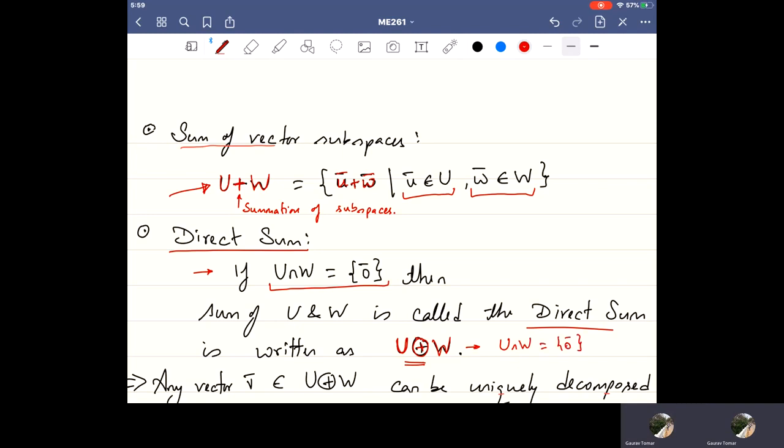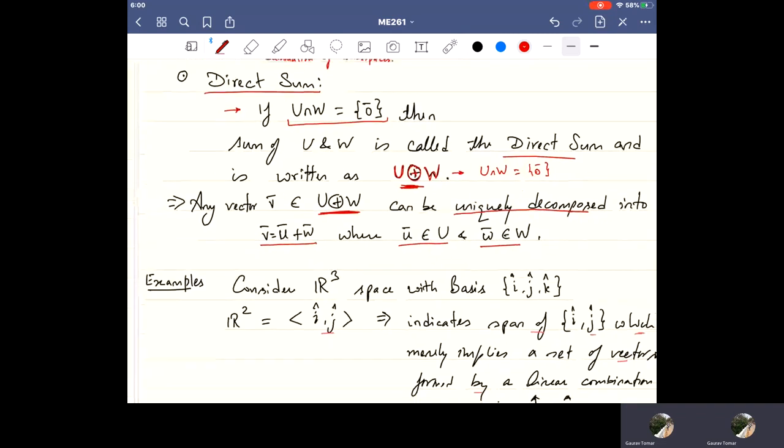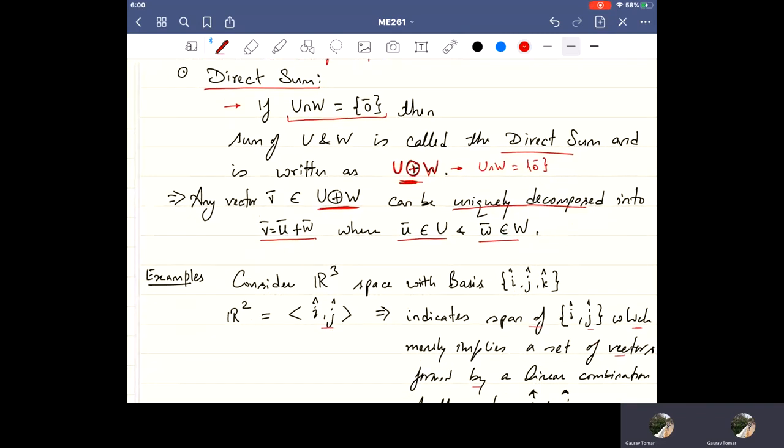Now, the interesting thing about this direct sum is that any vector formed by adding two vectors, one from U and one from W subspaces, will give you a unique decomposition. It has very interesting consequences when we talk about function spaces, but for now, we'll stick to the general definition of vectors. So if you form V by U plus W, it's going to be uniquely written like this. If you want to decompose V into two vectors which belong to U and W, this is the only way you can do it. And as I said, in the function spaces, you would have very interesting consequences of this.